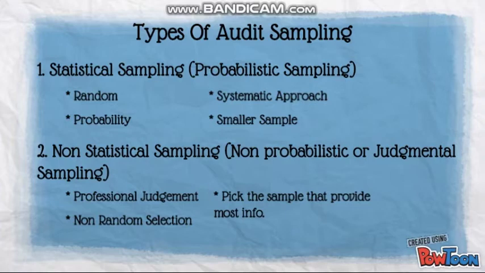2. Non-statistical sampling, also known as non-probabilistic or judgmental sampling. The auditor must rely on his professional judgment rather than the laws of probability to reach a conclusion about the audit test. The auditor may use non-random selection methods, which requires more subjectivity in making sampling decisions. Lastly, the auditor will select those sample items that he believes are able to provide useful information.